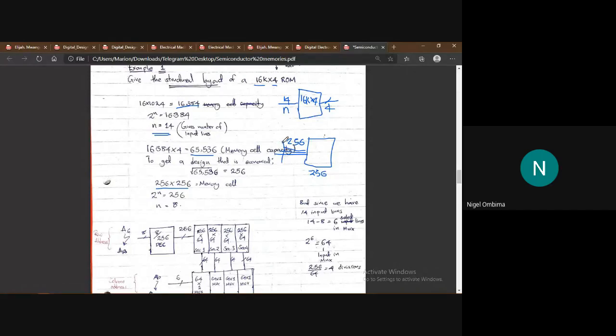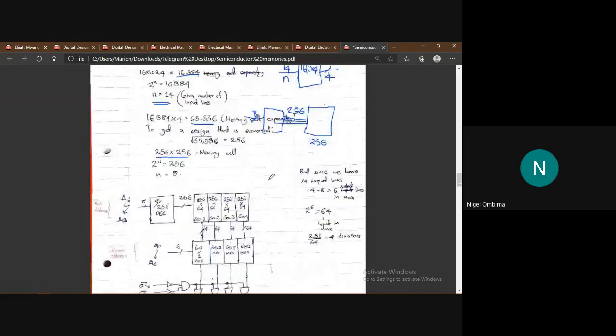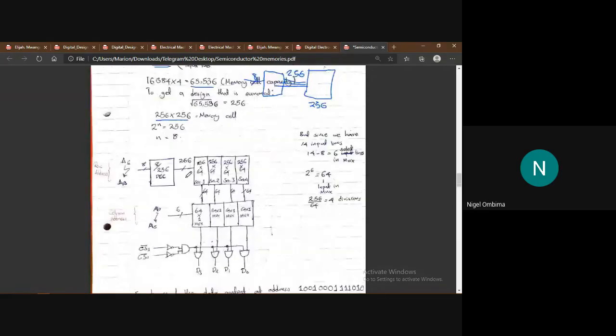Then, remember we said that a decoder is used to select the rows. So if the output of a decoder is 256, what's the input of the decoder? 2 power n is equal to 256. So the input lines will be 8. So that's what I did here. Decoder.